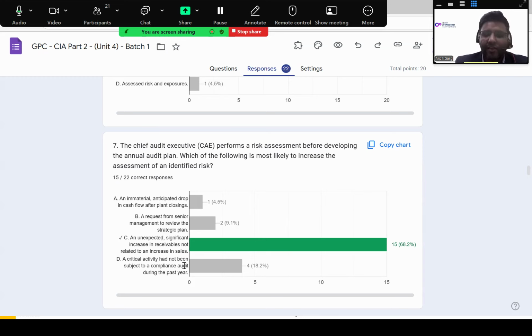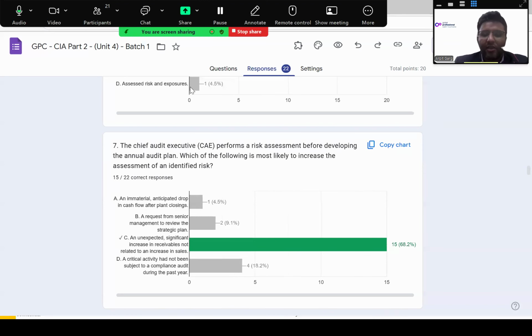A critical activity had not been subject to a compliance audit during the past years. Just because the audit was not done last year, does it mean that the assessed risk is high this year? Not necessarily, people. C is more appropriate. There's an unexpected, unusual increase. And if you go back to the content that we've talked about, generally an unexpected, unusual increase will lead to what? Increase in assessed risk, right?